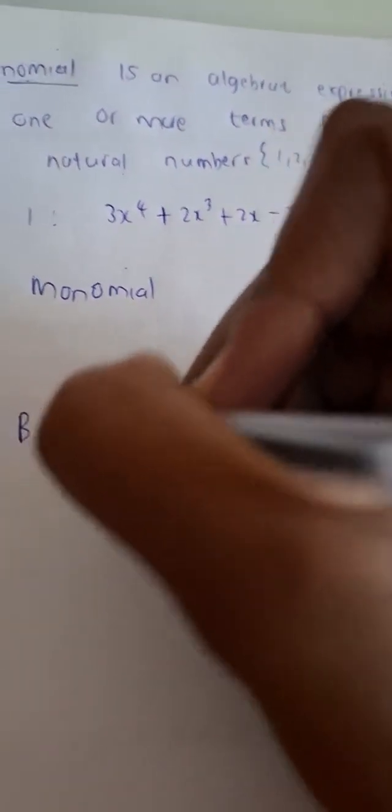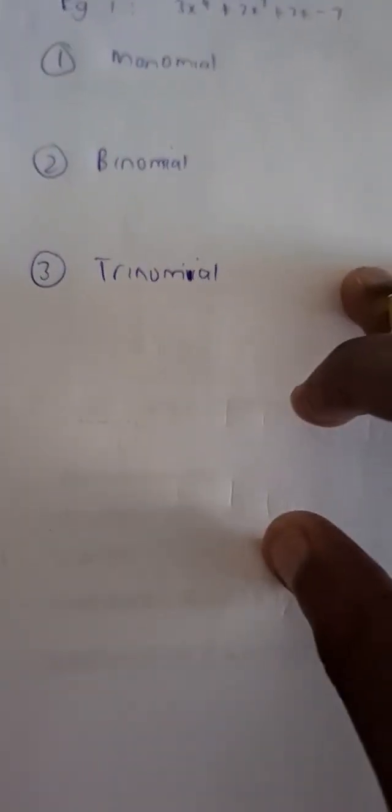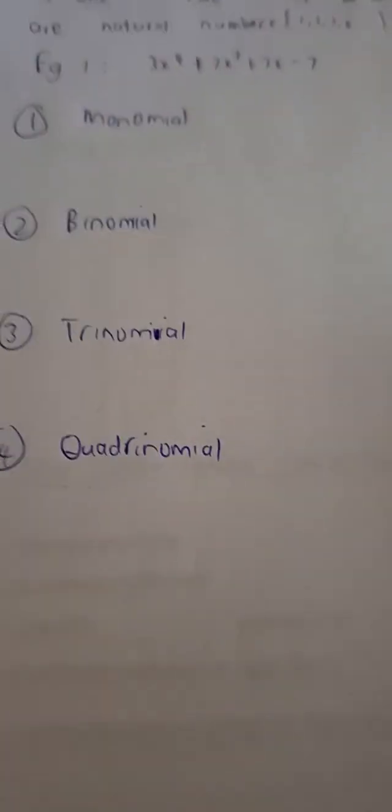2, there is what we call a binomial. 3, there is what we call a trinomial. And then of course we can talk of more things. I'm just gonna say this quadrinomial, right? But we don't really go that deep, it's just something to note here.